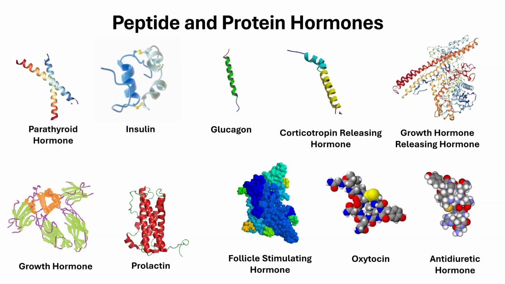Major examples include parathyroid hormone, insulin, glucagon, the releasing hormones produced by the hypothalamus such as CRH and GHRH, and all hormones released from the pituitary gland. Growth hormone, prolactin, and FSH are examples of protein hormones released by the anterior pituitary gland. Oxytocin and ADH are peptide neurohormones produced by neurons in the hypothalamus and released from the posterior pituitary gland.